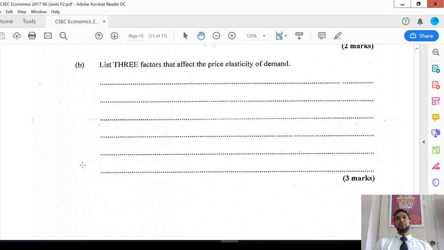List 3 factors that affect the price elasticity of demand. Price. Your level of income. No, it's not income elasticity. So price elasticity has, I know, 6 factors. That's the demand for the good, the price of the good, and changes in taste and fashion.